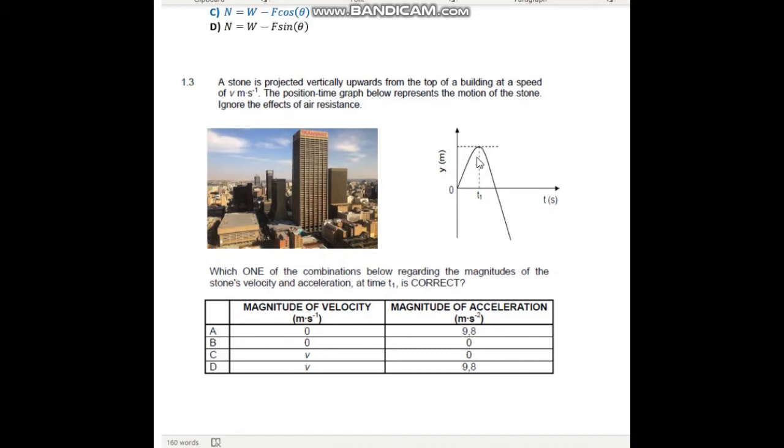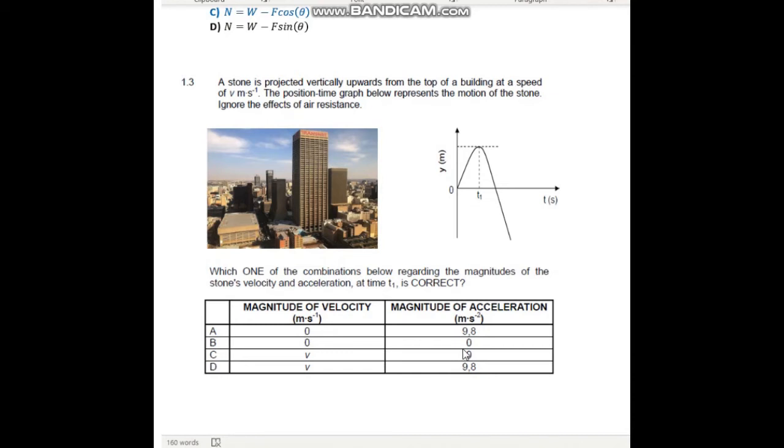So here acceleration is always pointing downwards, so it is 9.8 on Earth. So option A says that velocity is 0. We agree with this one, we don't agree with the last two. So we want to check between the first two which one is correct.